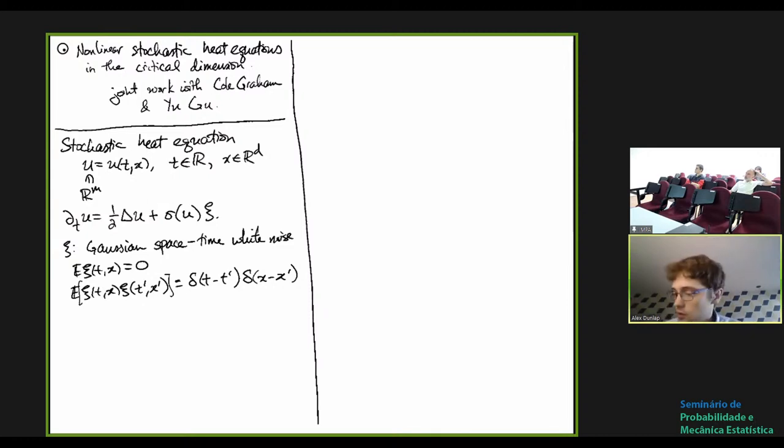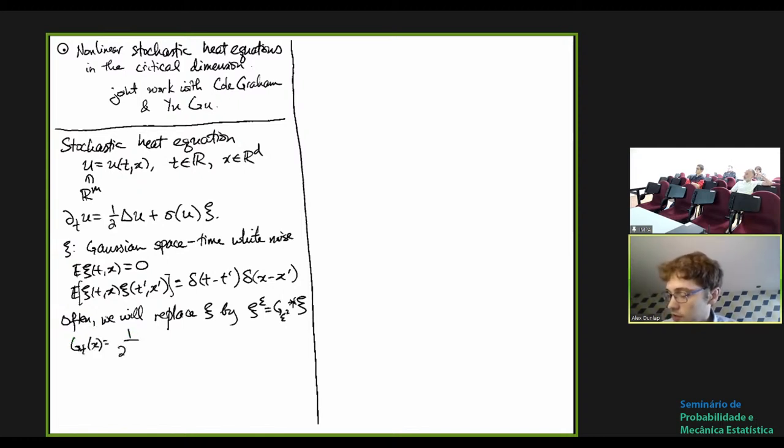In the settings that we're going to be considering, we can't actually interpret the equation with this space-time white noise. So we'll do the next best thing. Often we will replace xi by something I'll call xi_epsilon, which is the heat kernel convolved with xi, where the heat kernel is taken at scale epsilon. Here g_t(x) is 1 over (2 pi t) to the d over 2 times the exponential of minus x squared over 2t. So this is the heat kernel, and star is spatial convolution.